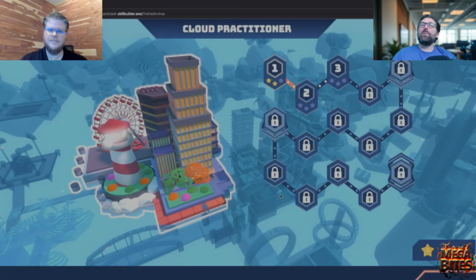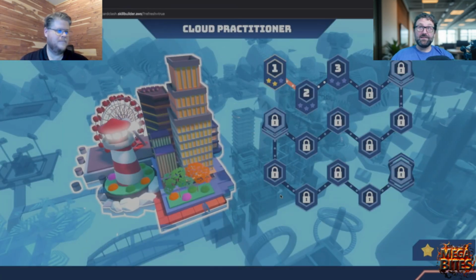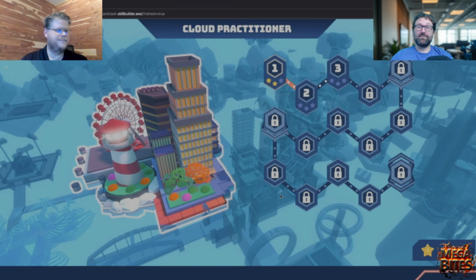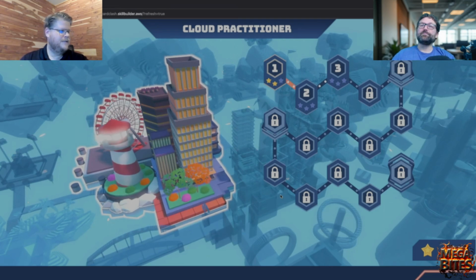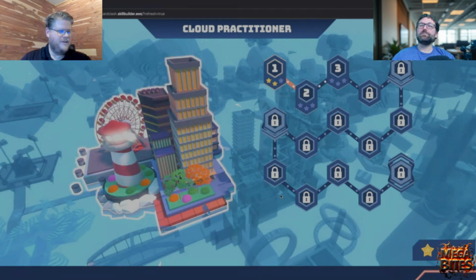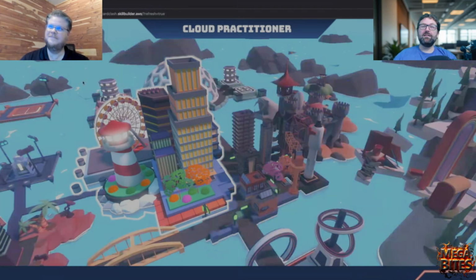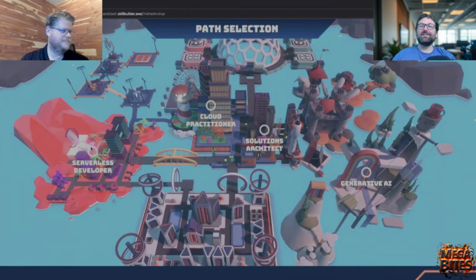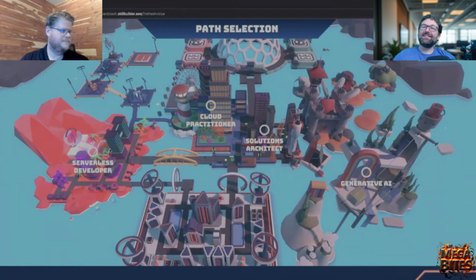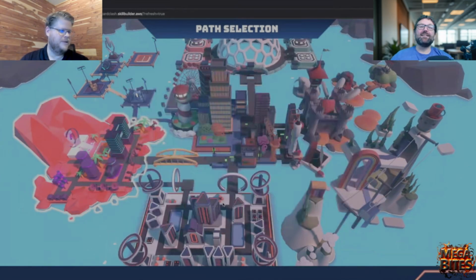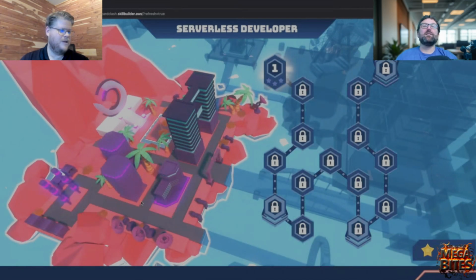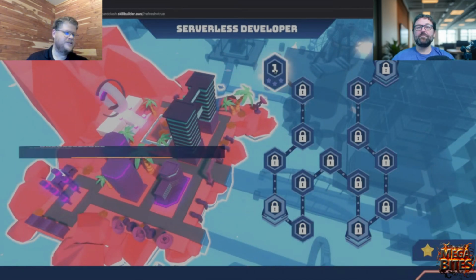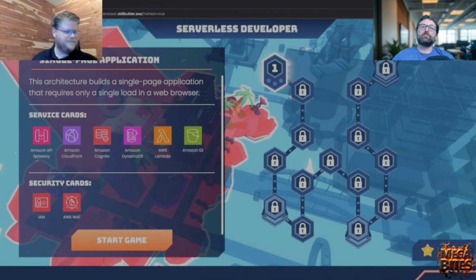Maybe we should swap out of the cloud practitioner and do something more advanced. Okay. Let's do that. Should we try serverless? We can. We're fighting the ducky. I don't think I've ever done this one. Let's see, we've got our API Gateway, CloudFront, Cognito, DynamoDB, Lambda, and S3.